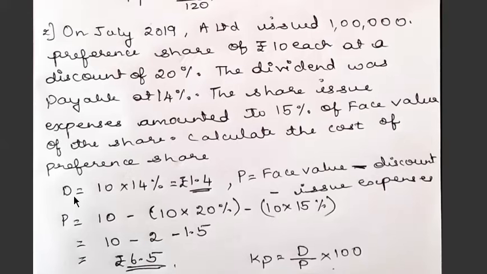Now D, first we have to calculate D. D refers to dividend on face value. What is face value? 10. Dividend percentage 14. So 10 into 14% is 1.4.